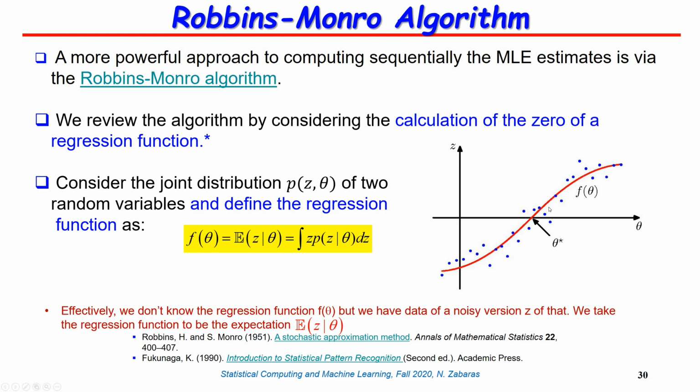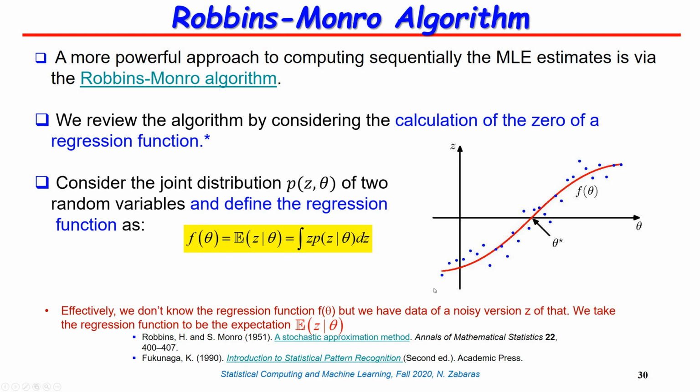So this regression function that I mentioned is not known, and so we're going to assume that this regression function is nothing else but the expectation of these noisy measurements given theta. So again, we're going to look for the zero of this function, where we don't really have direct access to this expectation that defines the function. The only thing we have is noisy observations z. Okay, so this idea of noisy observations is fundamental.